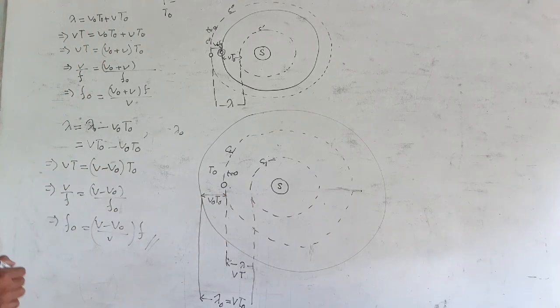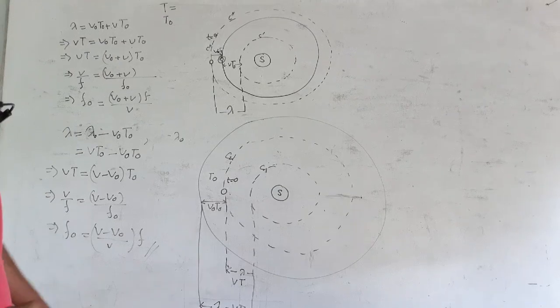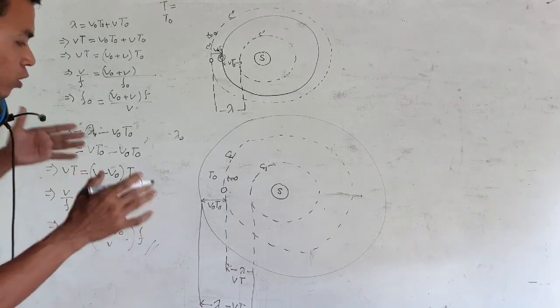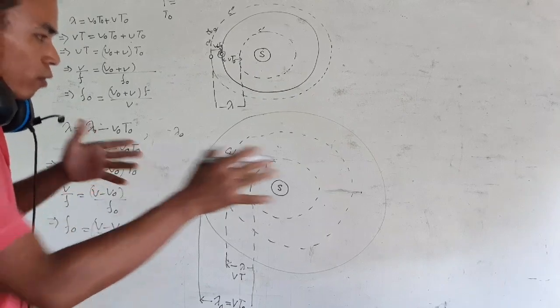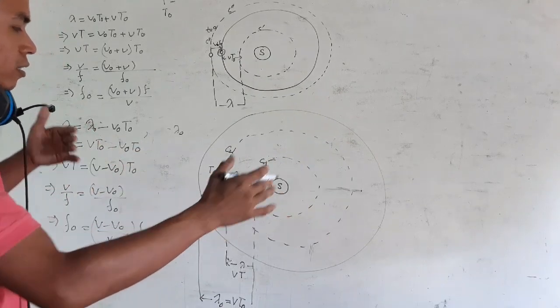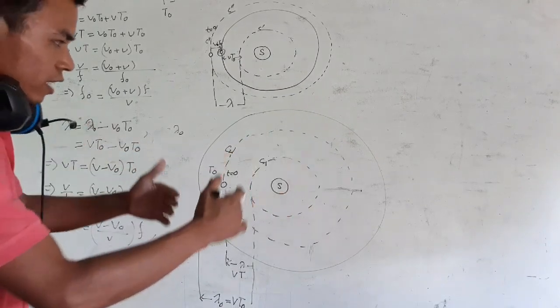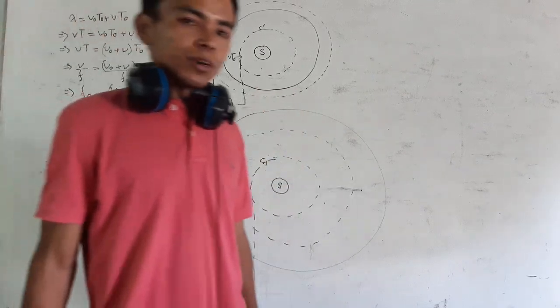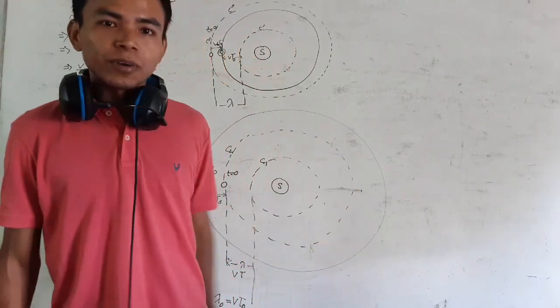Okay. After this we want to discuss cases when both the source and the observer are moving, away from one another or towards each other, something like that. Okay, let's consider that afterwards. But today, let's discuss up to this point. Thank you.